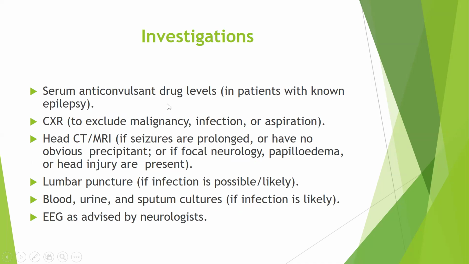You want to measure anticonvulsant level. A lot of times, patients who are known epileptic patients may have low therapeutic levels of their anticonvulsant medication. So you want to assess the serum anticonvulsant level. Chest X-ray to rule out malignancy, infection, aspiration. And you want to do some imaging, right? The CT of the brain or MRI, especially when seizures are prolonged, or there are no obvious precipitants, or if there's presence of focal neurology, papilledema or head injury. Lumbar puncture may be indicated, especially if you're thinking about CNS infections. Blood, urine, sputum cultures, and all of that.